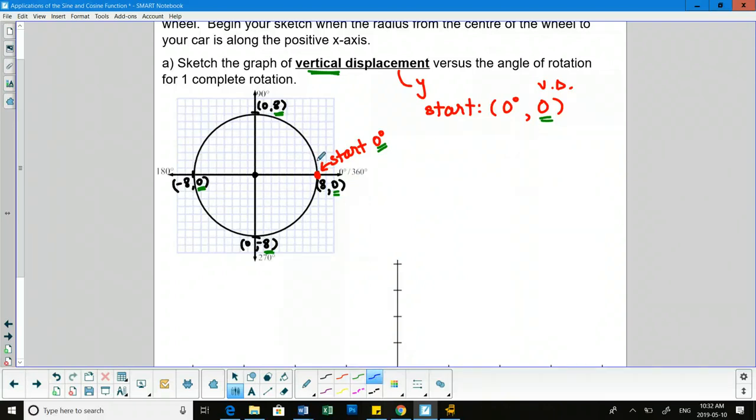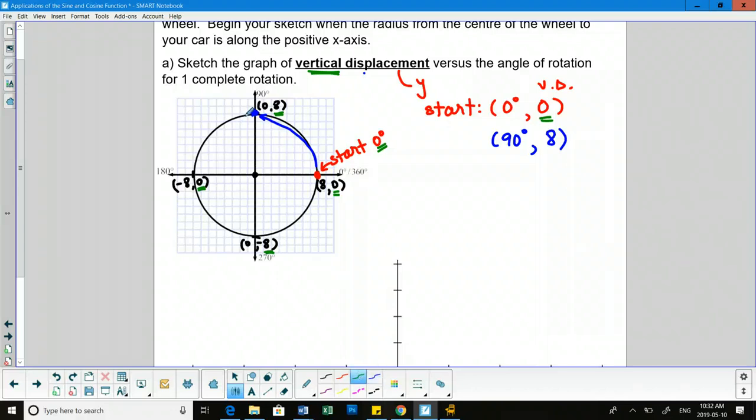Okay? So we are rotating counterclockwise here, which means the next position of importance is up here. How far have I traveled now, degree-wise? I've traveled 90 degrees. And what is my vertical displacement, or my y coordinate, at the 90 degree location? 8. Yep. I'm 8 units above the x-axis now, or 8 meters above the center of the Ferris wheel.